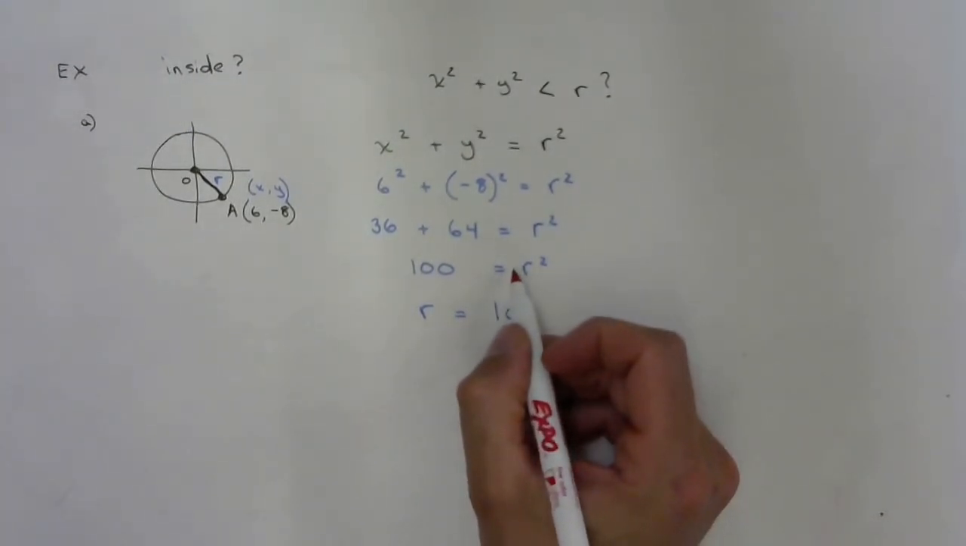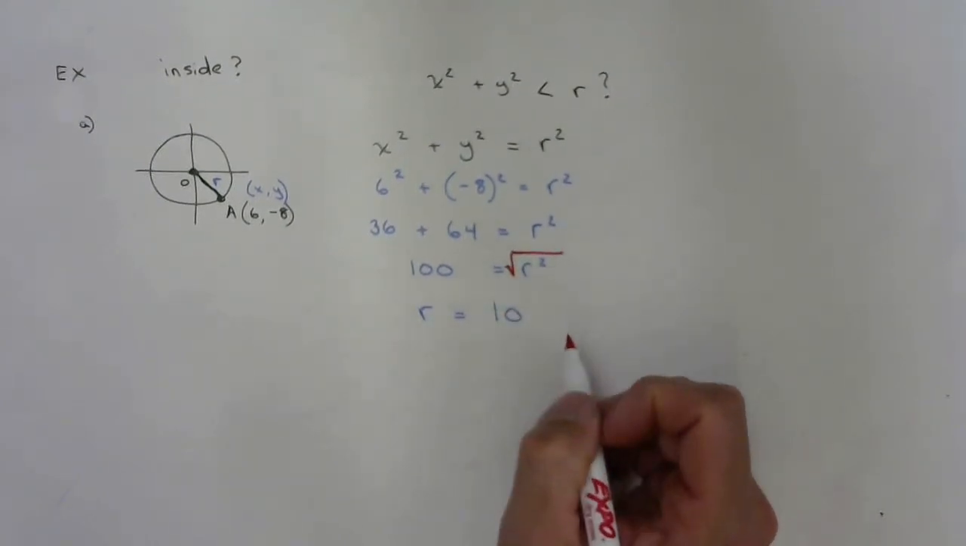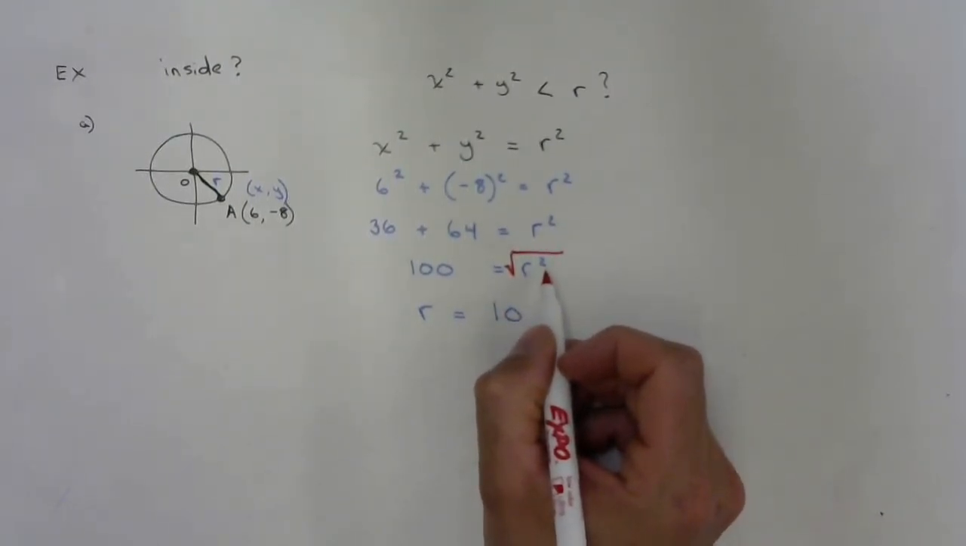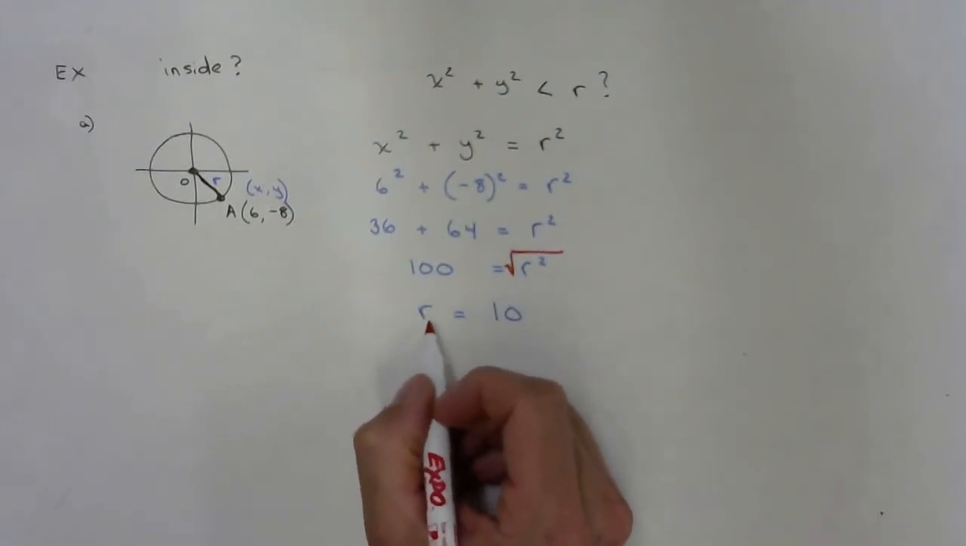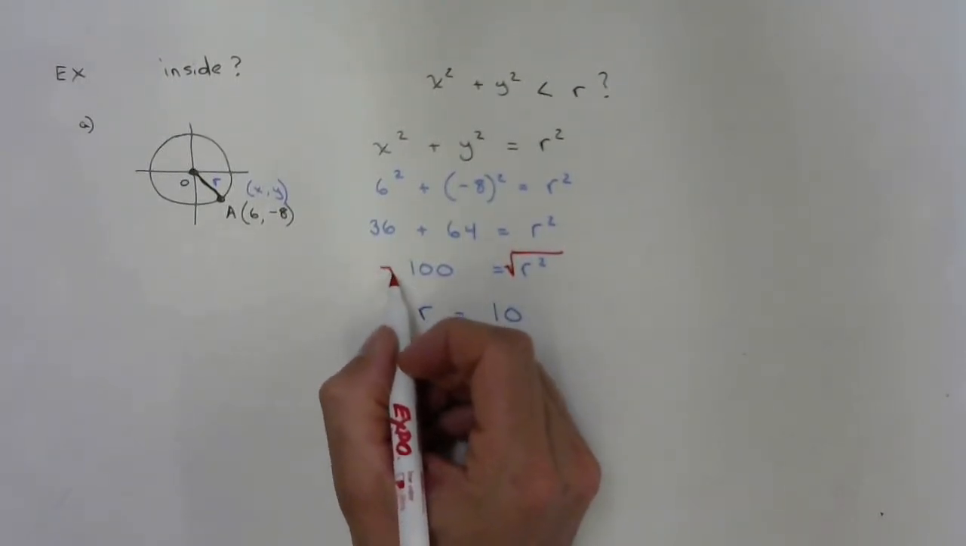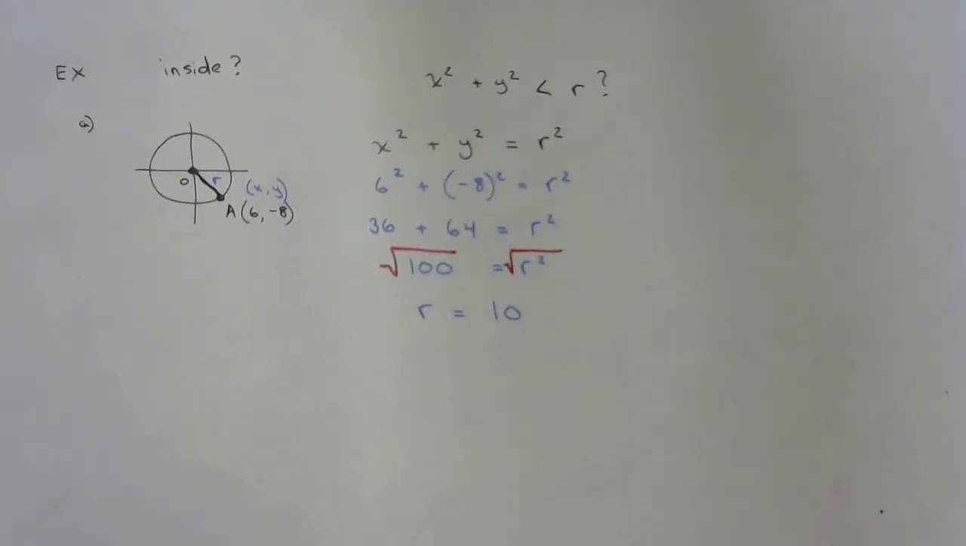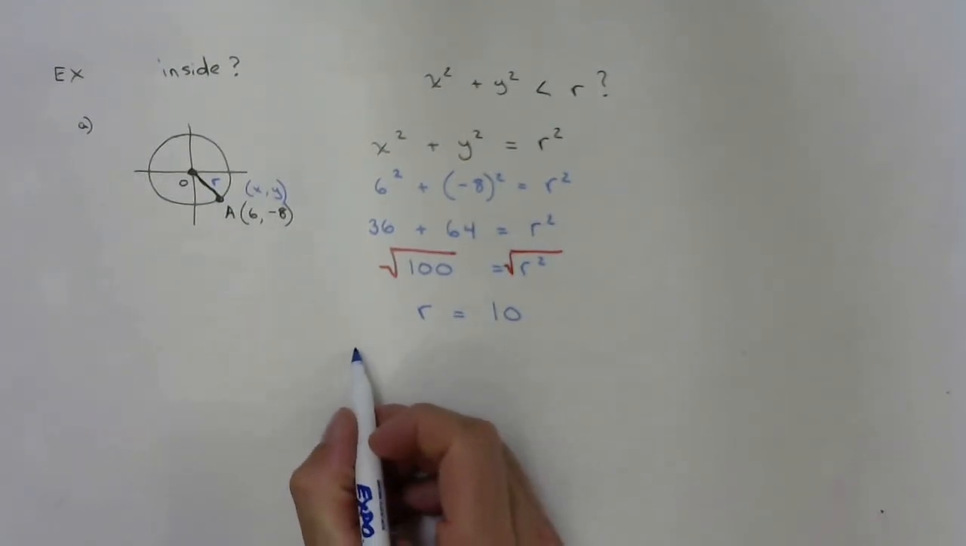Okay, Mr. V, what did you do there? You had r squared and now you just have r. I took the square root of this side. If I take the square root of a square, I just get the thing that was underneath. I just get r, which means I have to take the square root of this side. R equals 10. Double check my answer in my head. 10 times 10 is 100. Yep. So this gives me the equation of the circle.